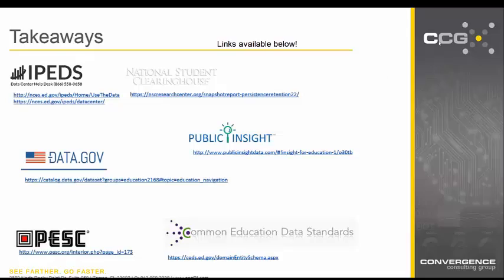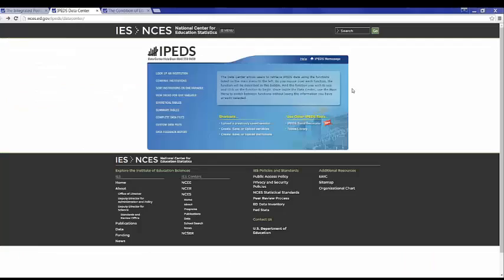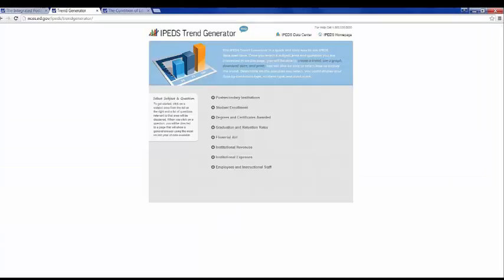So let me just switch to iPads quick. All right, shows I'm paused. I'm back on air. Okay, so what you're looking at here is iPads, and this is their data center. This is where those data land, and there's something really neat and new. I think when I showed Carolyn, it was new, and she's been in this space for a long time. They have a trend generator, which is really cool.